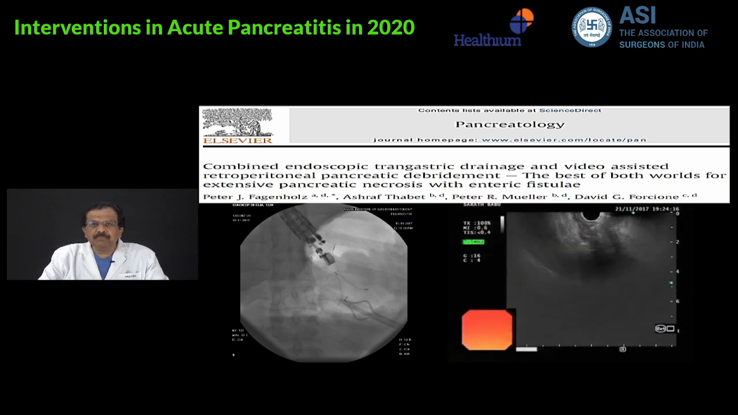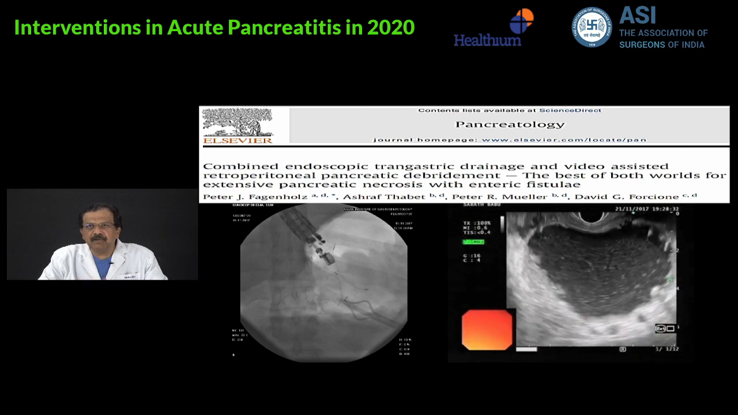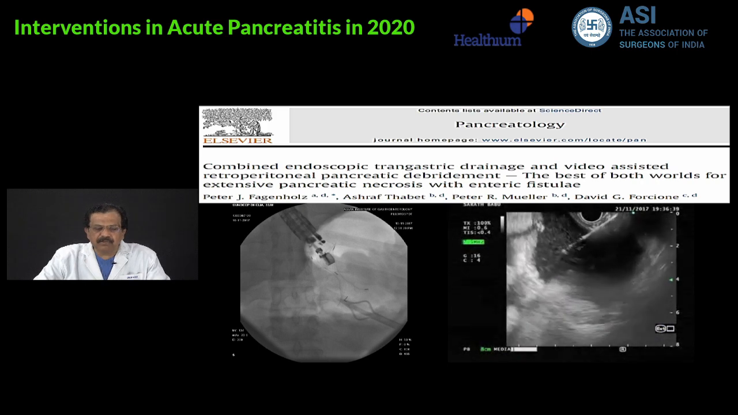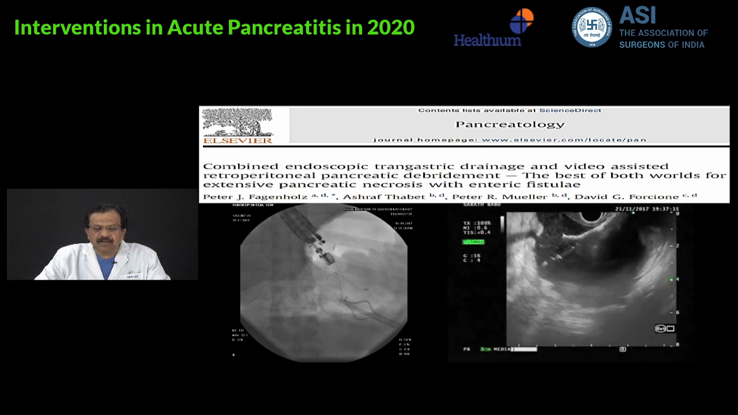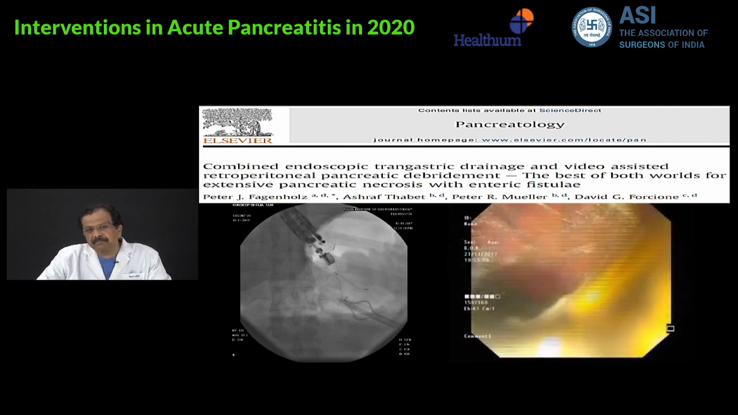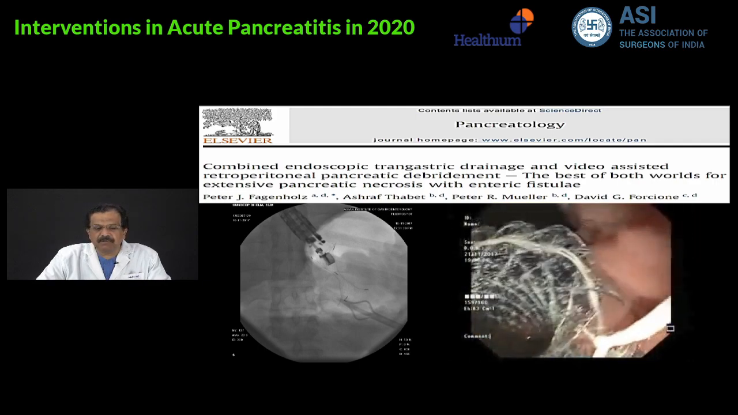Now, what happens to patients who have this wall of necrosis which is extending beyond the stomach and the duodenum? Now we have these combined modalities, where both the endoscopists and the interventional radiologists have come together. You place an endoscopic lumen opposing metallic stent to drain the fluid here, and in addition you have a percutaneous drain placed, which can be used to drain the wall of necrosis which has spread beyond the stomach or the duodenum.